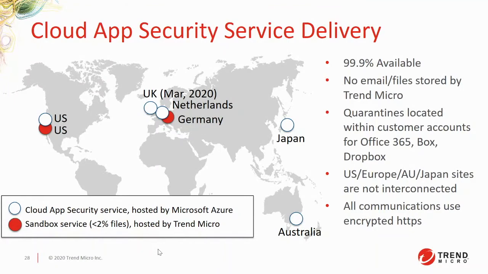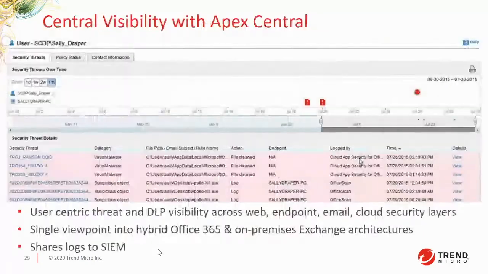And also, as I mentioned, no emails or files are stored by Trend Micro. Quarantine is located within customers' accounts. We have data centers in US, Europe, Australia, Japan sites. All communication are encrypted through HTTPS.